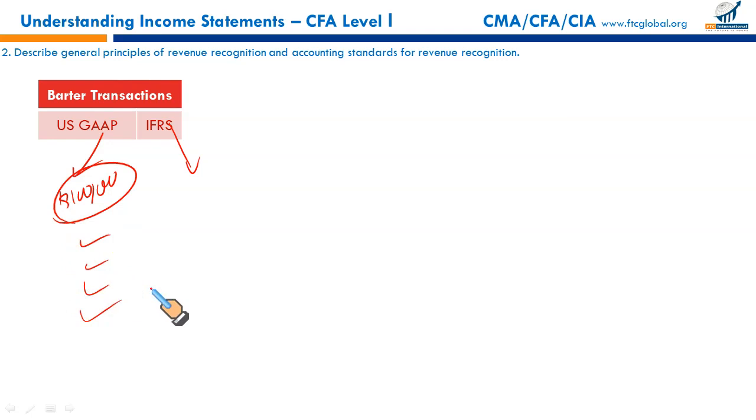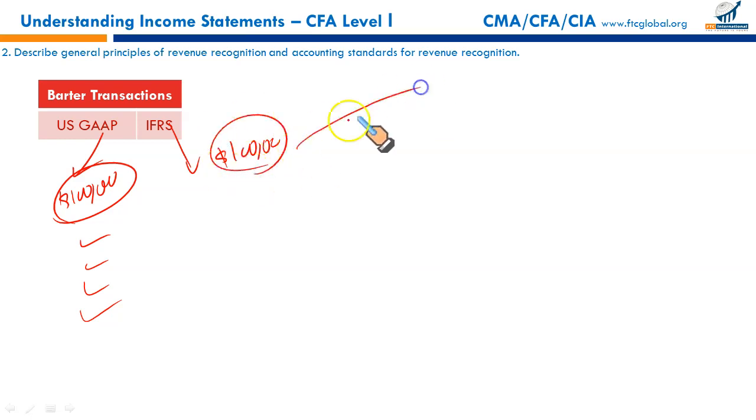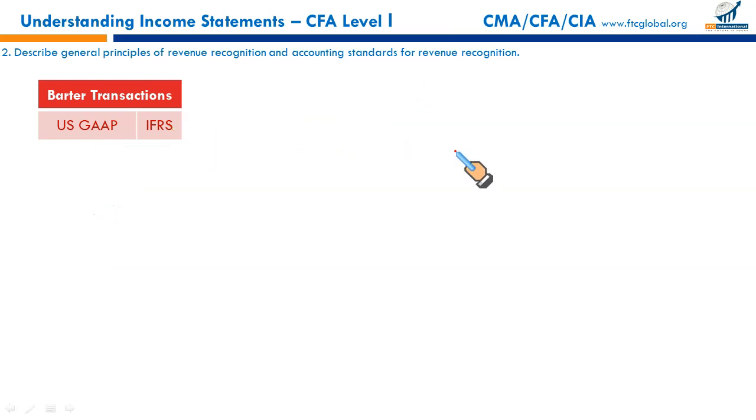Right? What about under IFRS? Same amount, same item, fair value is $100,000. So under IFRS, $100,000 revenue can be recognized if the same amount can be considered as revenue with other unrelated parties. So these are the two differences between IFRS and US GAAP.